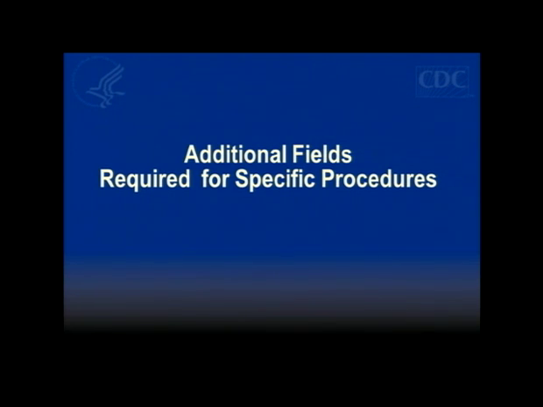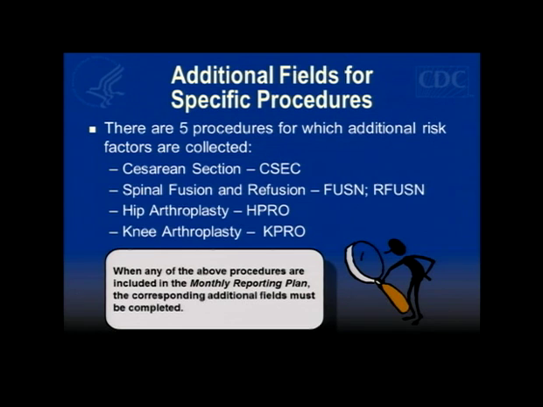Okay, so let's talk about a few other things. There are certain additional fields for some procedures that are required. So I want to run through those with you in case you're monitoring those. For 5 procedures, we collect additional risk factors: cesarean section, spinal fusion, spinal refusion, hip and knee arthroplasties. And when any of these procedures are included in your monthly plan, then you must collect these additional data.